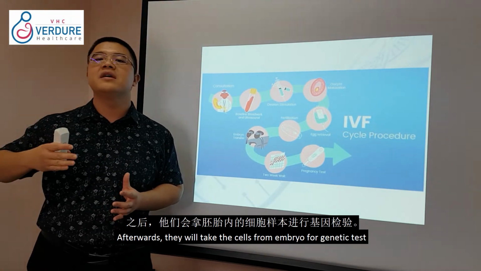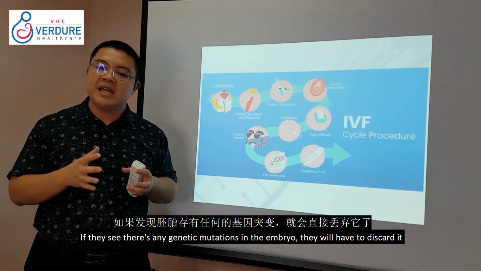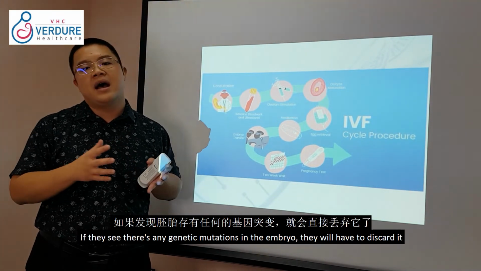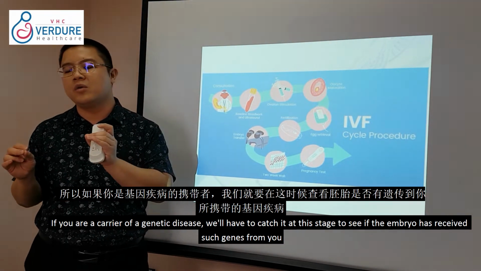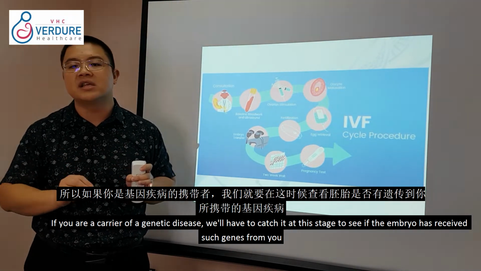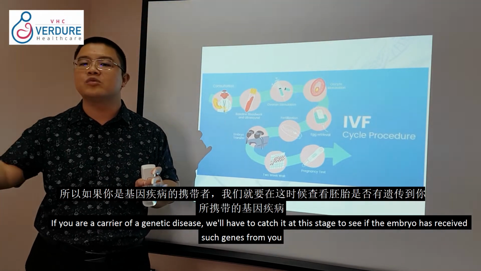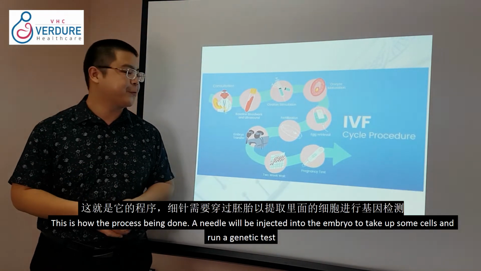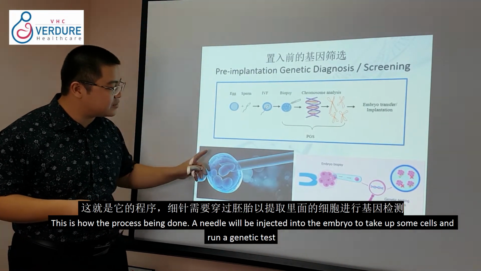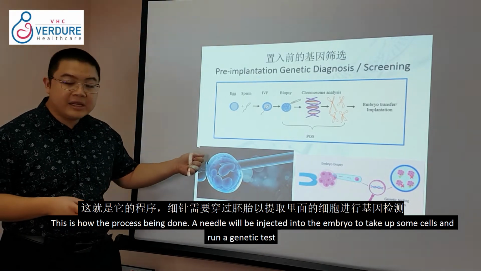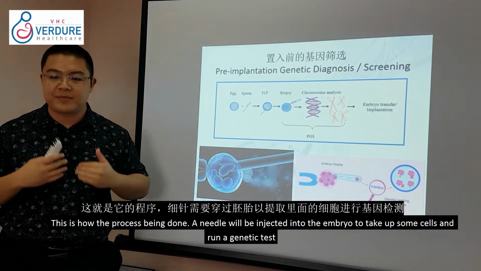But afterwards, they would run through a genetic test for the embryo. So if they see there's any genetic mutations in the embryo, they would have to discard it. Okay, so that is the key. If let's say you are carrying any genetic diseases, we have to catch it at this particular stage to see if the embryo has received such a gene from you. So that's it. As you can see here, that's how this process is being done. There will be a needle that sticks into the embryo, and then to take 1 or 2 cells and to run through the genetic test.